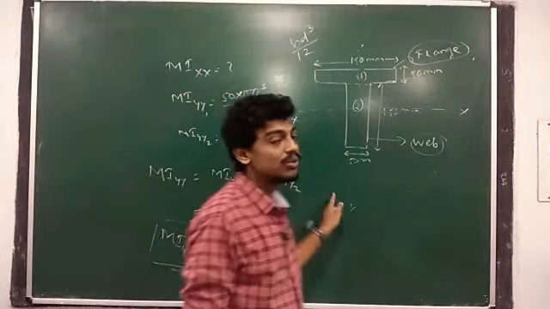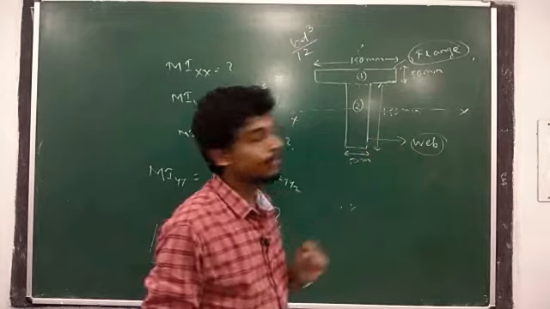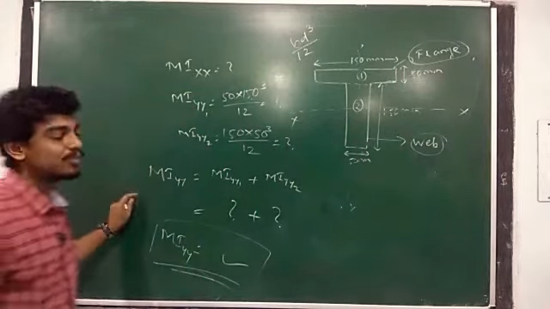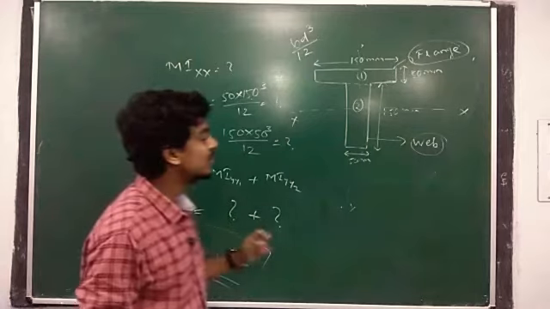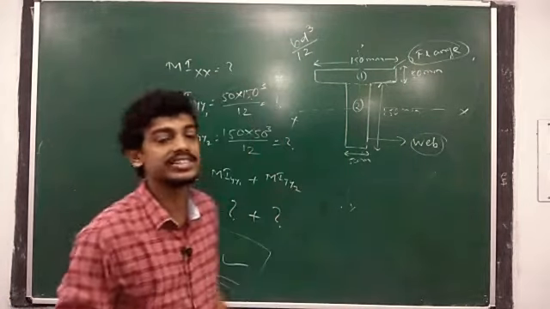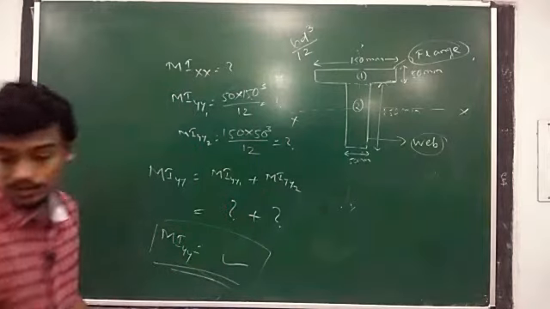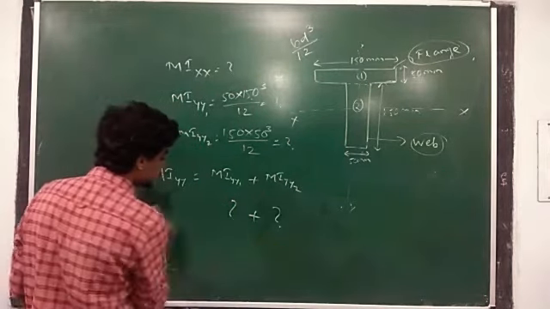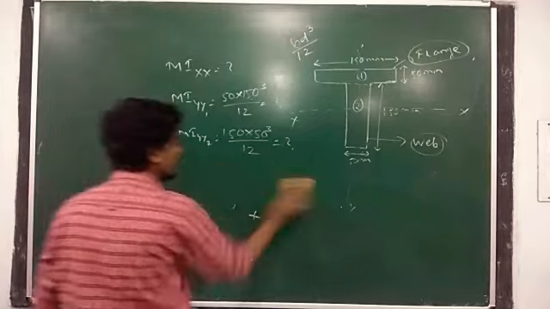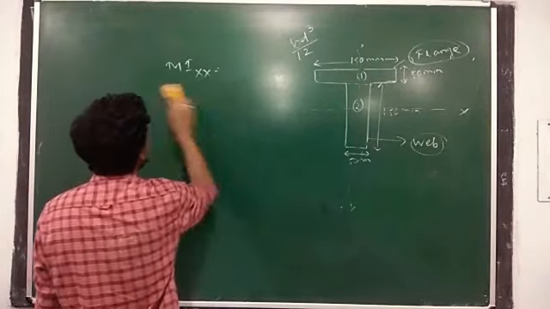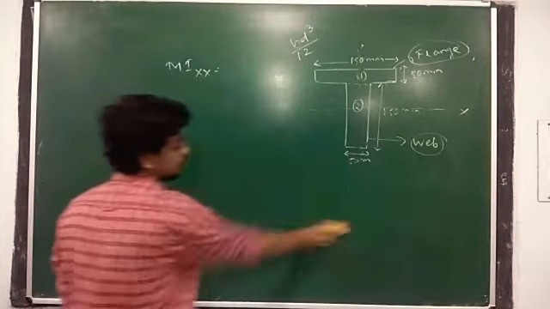Now we'll move to MI XX. After that, I hope you can calculate all the moment of inertia and centroid values for every section. I hope this is clear. Next, I will calculate MI XX. This is much more important, so listen carefully to how to calculate MI XX.